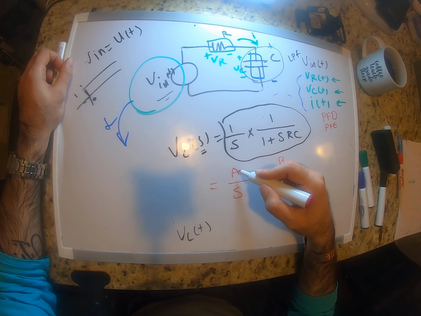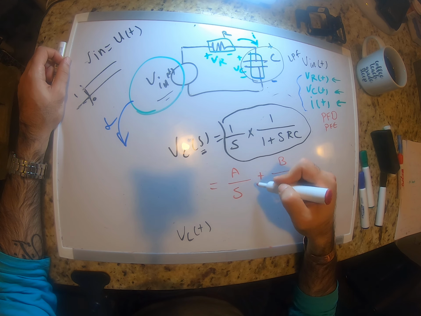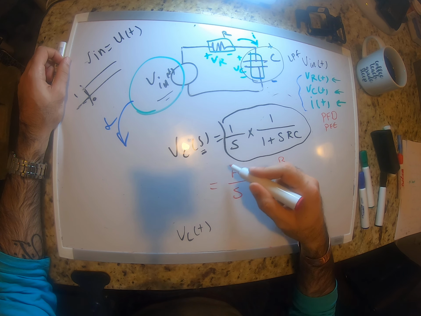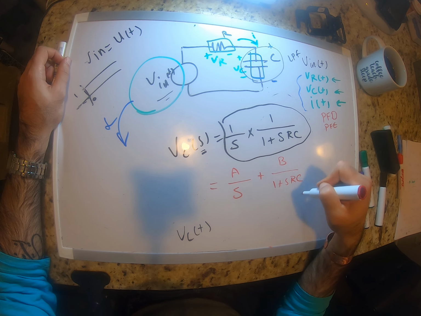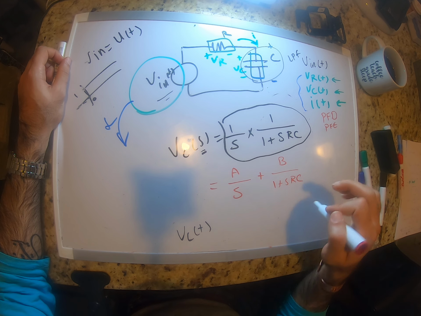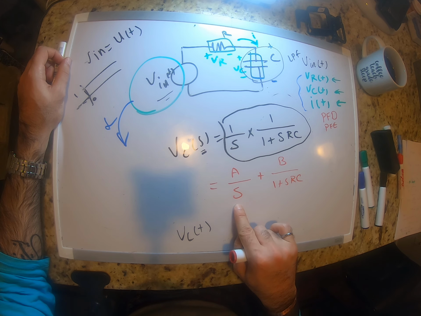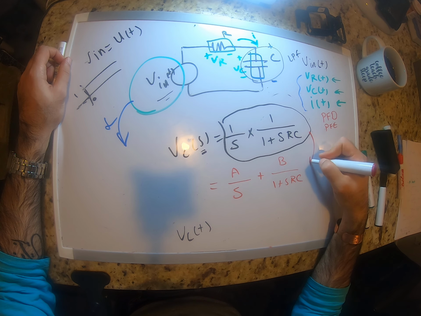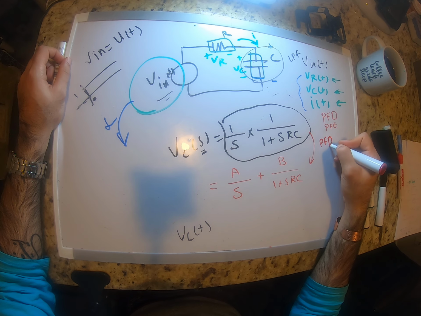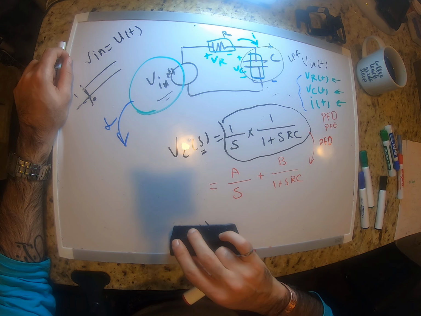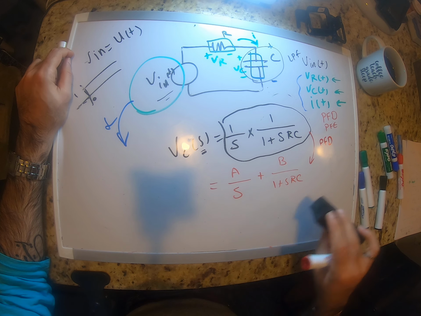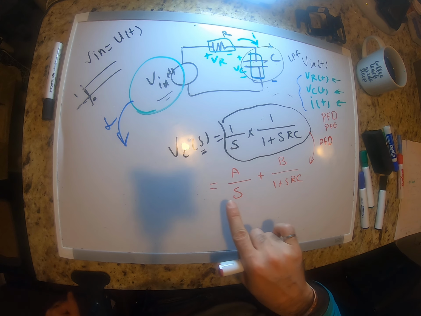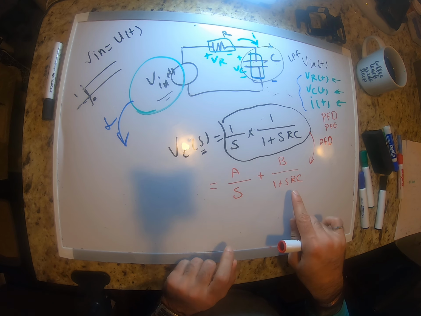Why do I do this? Because if I find A and B, I know how to take the inverse Laplace transform of this one. I also know how to take the inverse Laplace transform of this one. This is just an exponential. This is just a constant. So this is why we apply PFD, or partial fraction decomposition. Now, how can I find A and B?